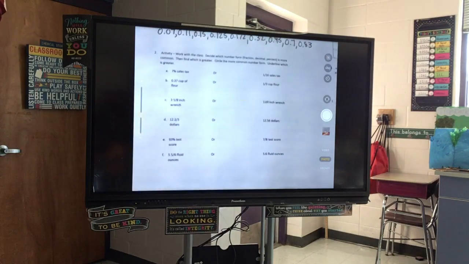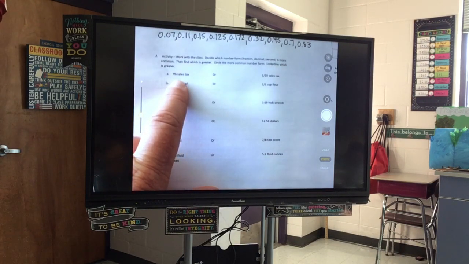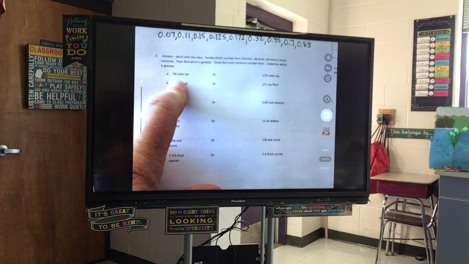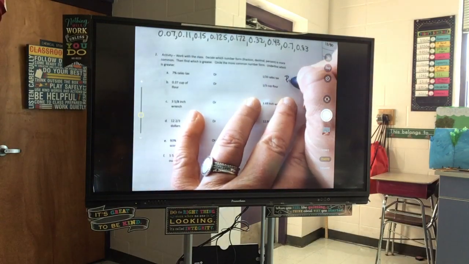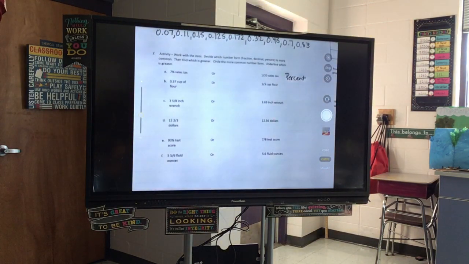So this part says, working with your class, decide which number form, fraction, decimal, or percent, is more common, then which is greater. And last, circle the common number form and underline which is greater. So the first one, we're looking at 7% sales tax or 1/20th sales tax. Which one do you hear more? So which one is more common? Andrew? 7% sales tax. Okay, so we know we're going to be using the percent one because that's just more common.